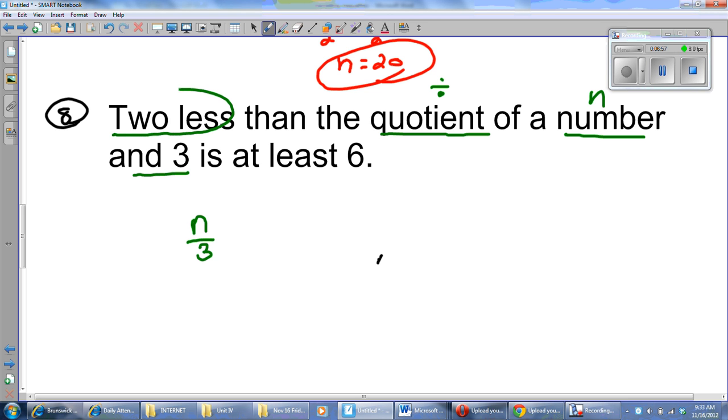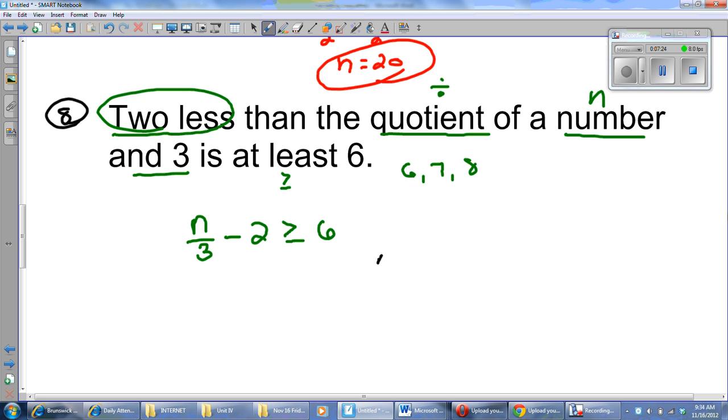He knows that 2 less means to take away 2 from that, is at least 6. I'm going to put a 6 in, so that means it could be 6, 7, 8. So this number here could be 6, could be 7, could be 8. Looks like it's going to be a greater than or equal to. Yeah, some of you are going to want to go less than or equal to, but then you're getting numbers that are at most 6. At least is going to be a greater than or equal to.